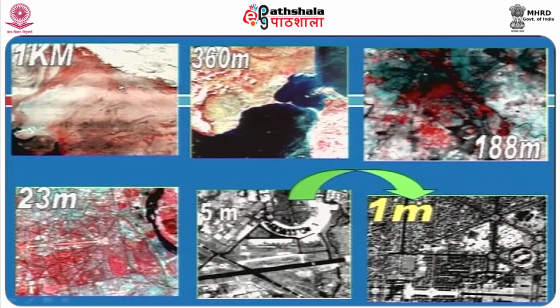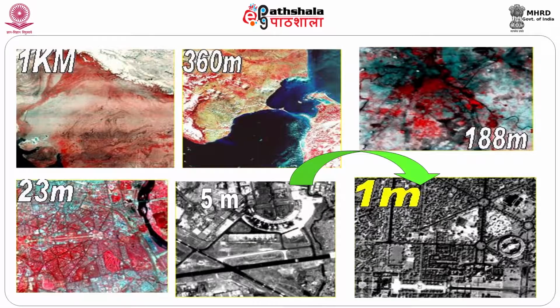If you look at the slide, you will get a better idea. This is 1 kilometer resolution. You can see the huge land of India. Then at 360 meters resolution, you can see Tamil Nadu, a part of it, seen here. Then 188 meters, 23 meters, 5 meters, and now it is 1 meter. You see how beautifully the resolution has evolved, from 1 kilometer to 1 meter.